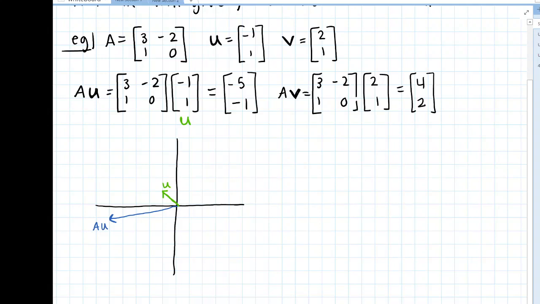So let's graph our second pair. This is going to be v. We're going to just add something in here. So this was A times u. So for v, we started with 2, 1, so that's like this.